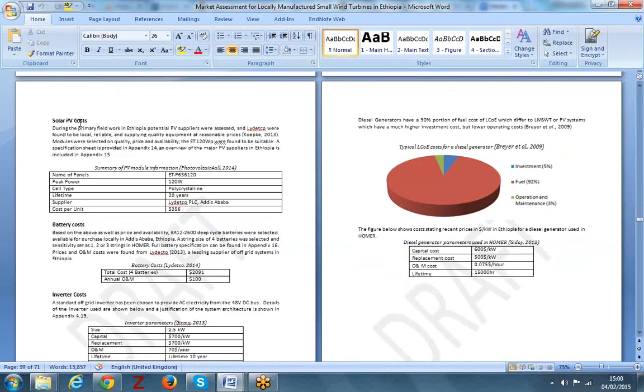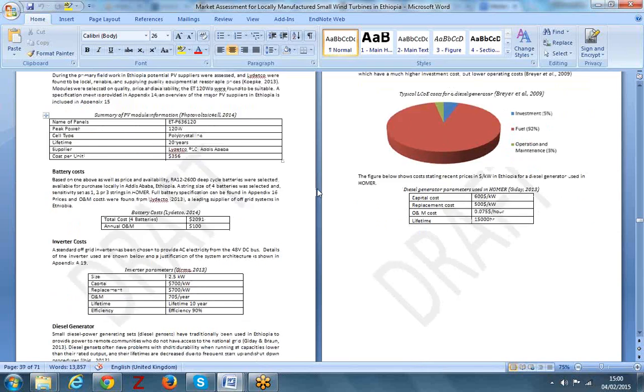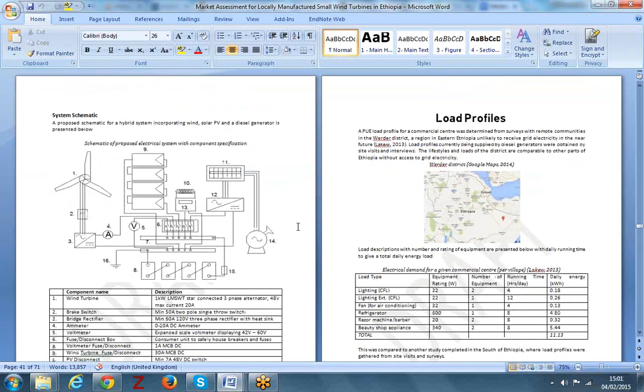You do the same for the costs of the PV, the batteries, the inverter, and diesel generators, because these are all the technologies that you're modeling. And you put that into HOMA. This is an example system schematic which is very similar to what we installed without the diesel generator. There's an input for the diesel generator if we need, but a wind turbine, solar PV and hybrid with a charge control circuit and a DC bus.